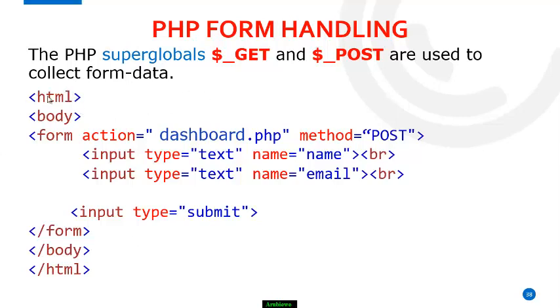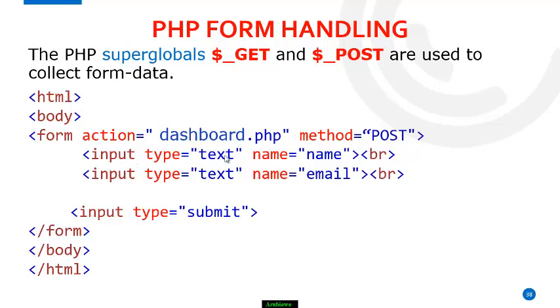Looking at this code here, we have the HTML body, we have form. Form is a tag. This is a form action. This is our form here. We must have known how to use the HTML. So form action is equals to dashboard.php. We have method post.